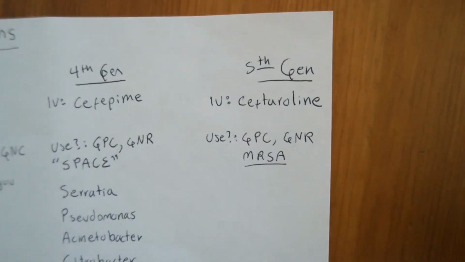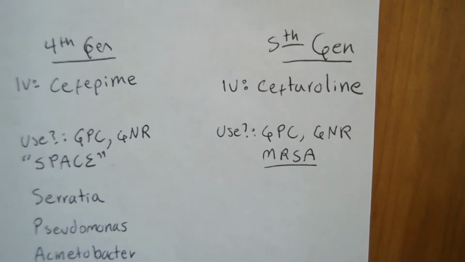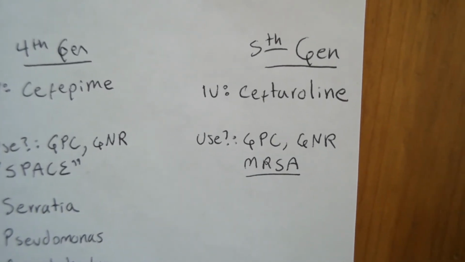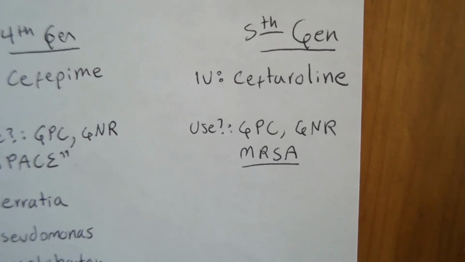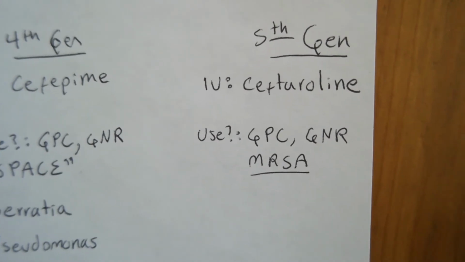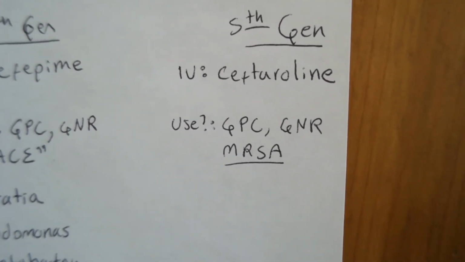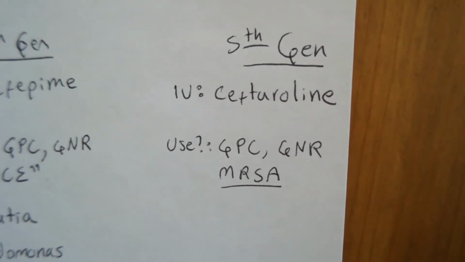So the fifth generation of cephalosporins are the only ones who cover MRSA, and that's why we use it for very bad purulent cellulitis. And if you have a patient with an intra-abdominal infection, let's say a UTI and a pneumonia, you want to cover MRSA, ceftaroline could be a good option.